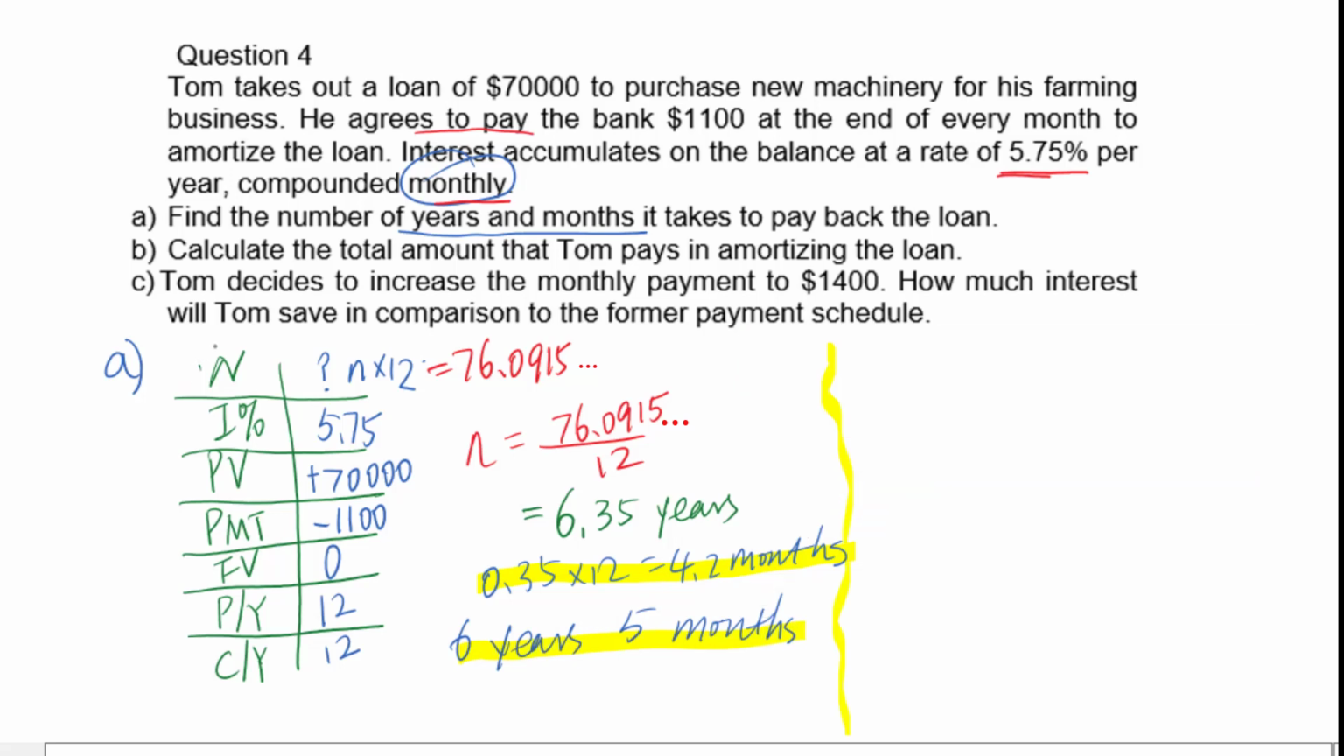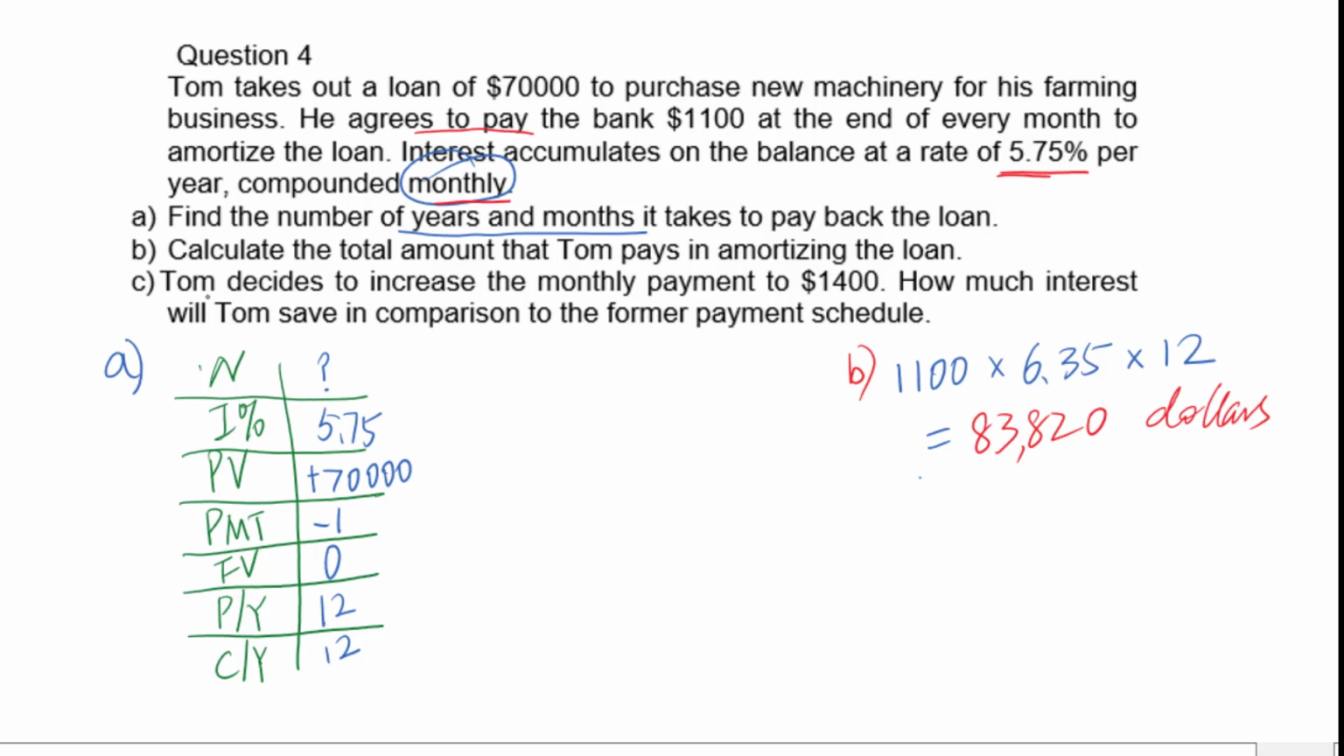Let's go to B. Calculate the total amount that Tom pays in amortizing the loan. Monthly payment is $1,100 times 6.35, then times 12, $83,820. Let's go to C.